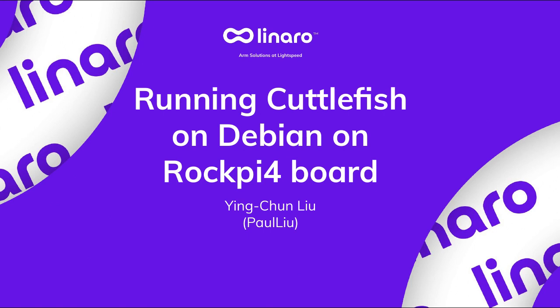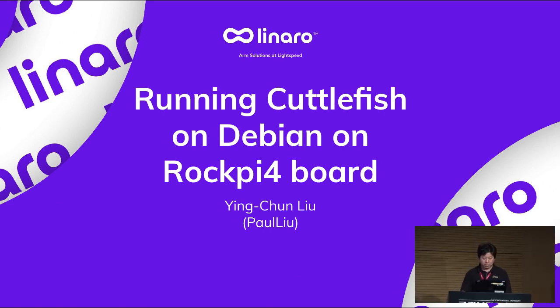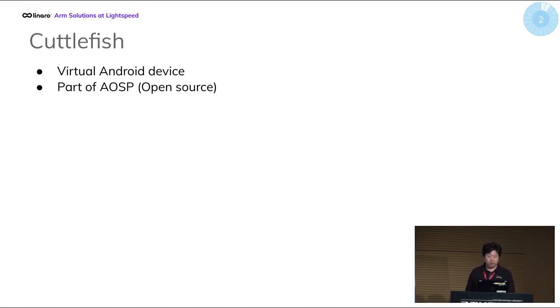Okay, thank you, everyone. So I'm Paul, and I'm working at Linaro. My topic is running Cuttlefish on Debian on Rockpi4. Actually, any board that runs Debian. So what is Cuttlefish? Cuttlefish is a virtual Android device, and it's actually a Google project. It's part of the AOSP, which is open source.